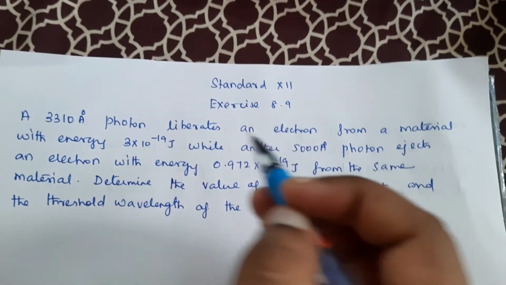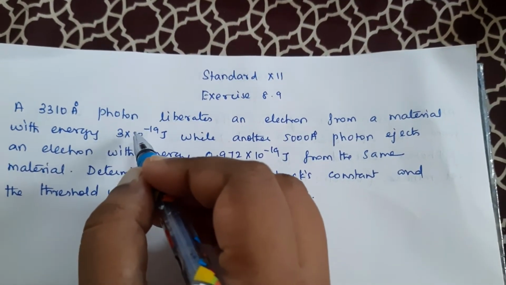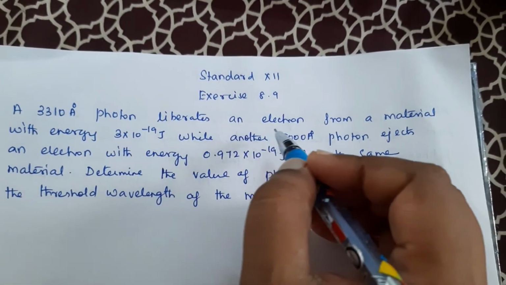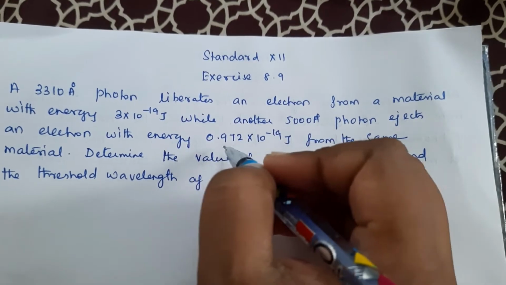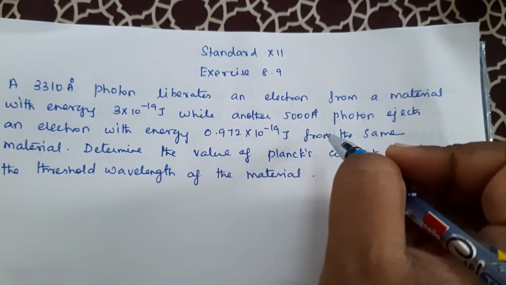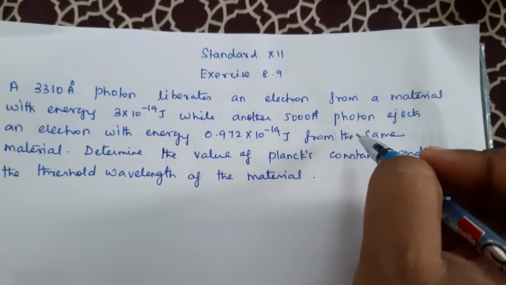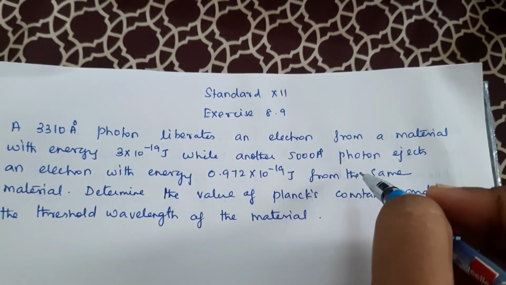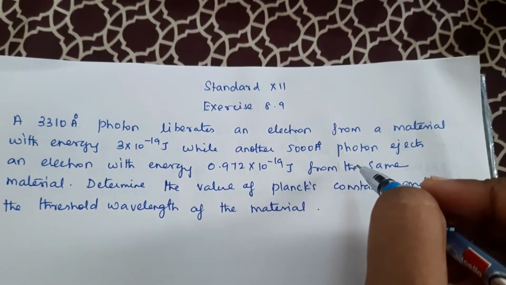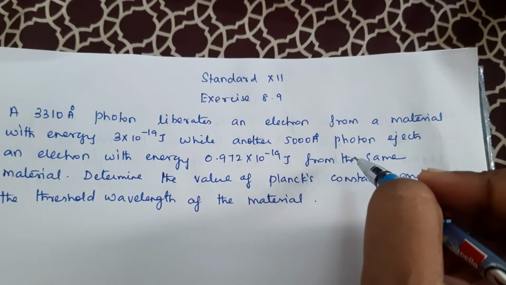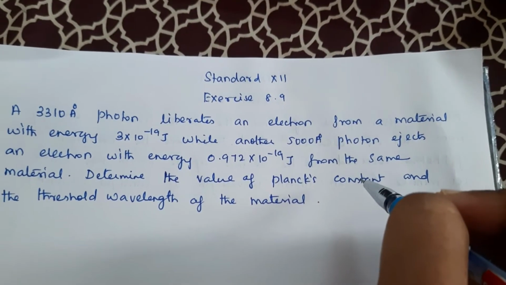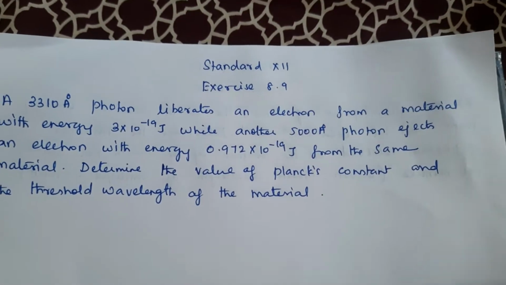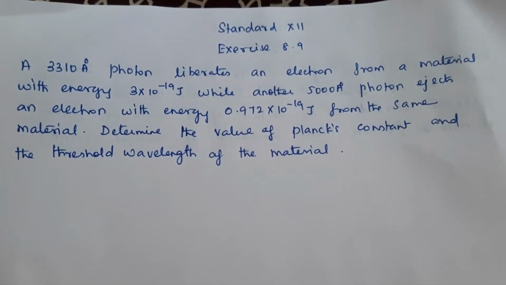Standard 12, exercise 8.9. A 3310 Angstrom photon liberates an electron from a material with energy 3 into 10 raised to minus 19 joules. With another 5000 Angstrom photon, it ejects an electron with energy 0.972 into 10 raised to minus 19 joules from the same material. Determine the value of Planck's constant and the threshold wavelength of the material.